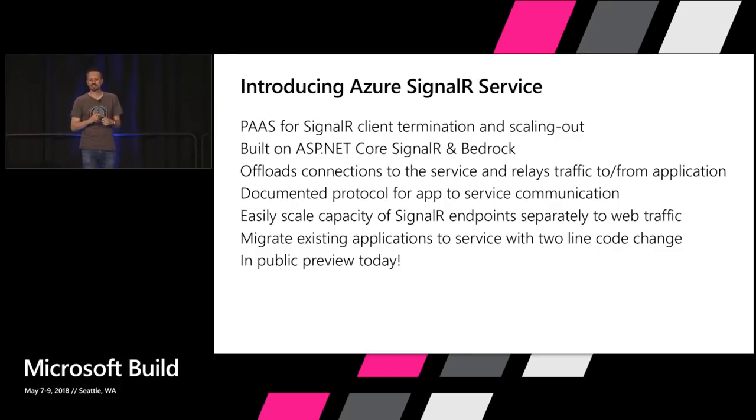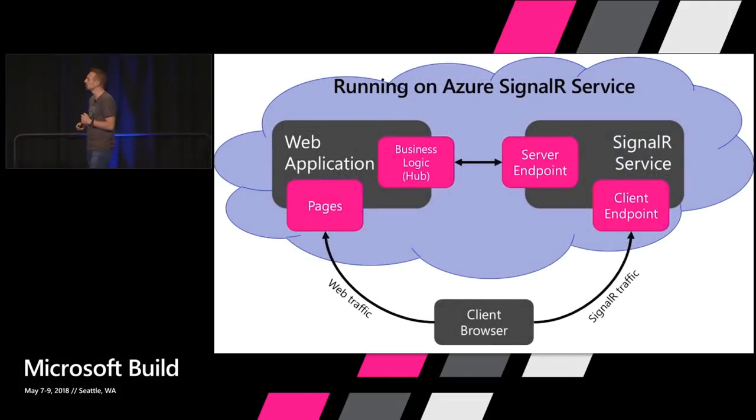And then you can just add more instances if you need to, and it's very, very easy to migrate an app to do this. So what does it look like? Once you've deployed, I've got my web application on the left, which is running, say, in Azure App Service, and then it has its hub, its business logic, and that connects over to the server endpoint of the SignalR service.